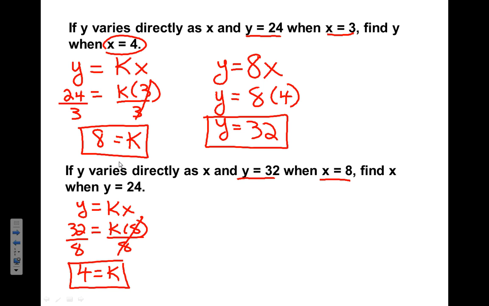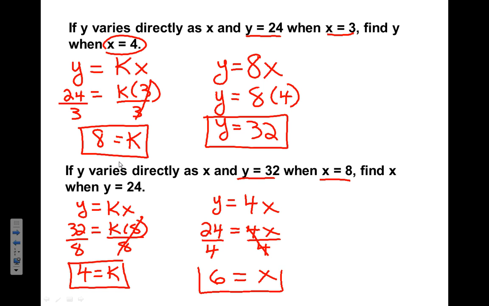We now have to write the actual equation. So y is equal to 4x. So now it's saying to find x when y is 24. So we substitute y being 24: 24 equals 4x. We're solving for x, so we have to do the opposite of multiplying by 4. So we're going to divide both sides by 4. Those 4's cancel out, and we have x is equal to 6. And we are done that question.